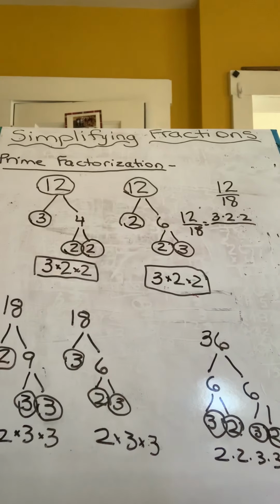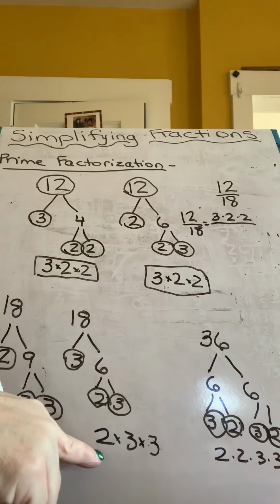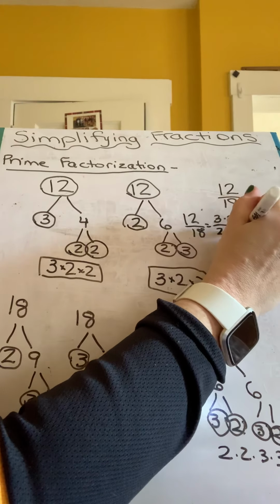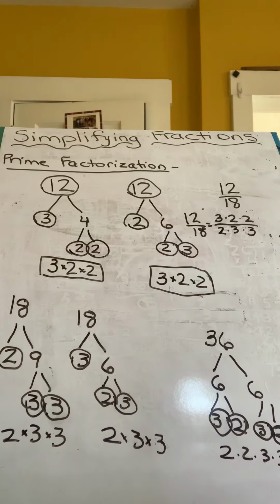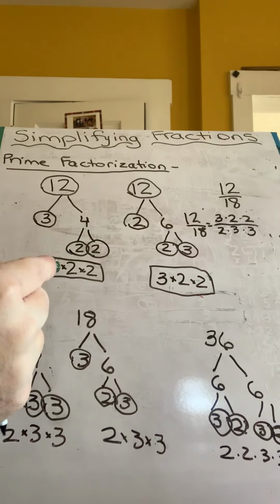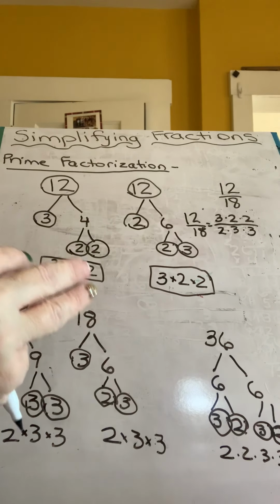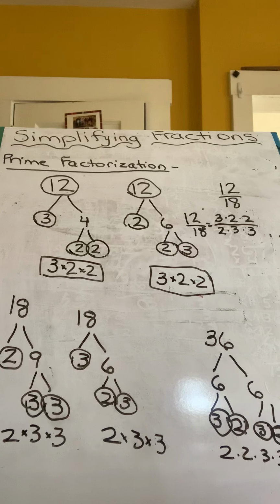What's the prime factorization for 18? 2 times 3 times 3. Okay. Here's where the simplifying comes into play. Basically, when you're simplifying, you're trying to group it together so you have less pieces but still show the same amount. So what do they have in common?